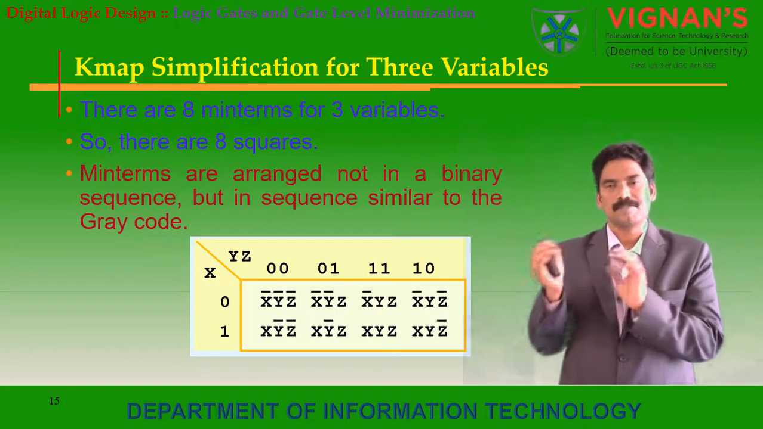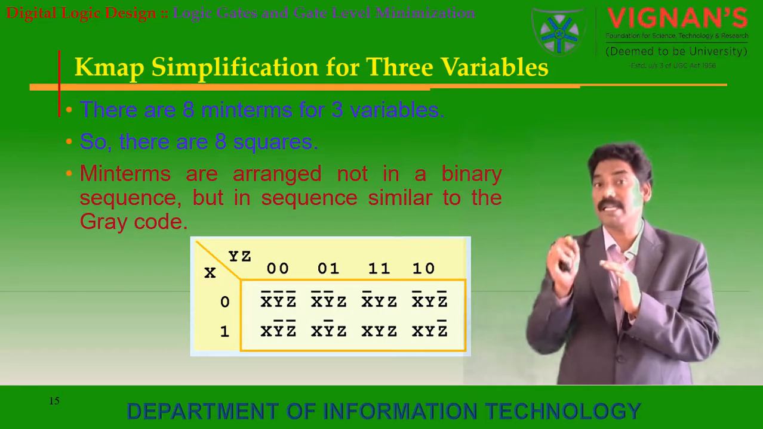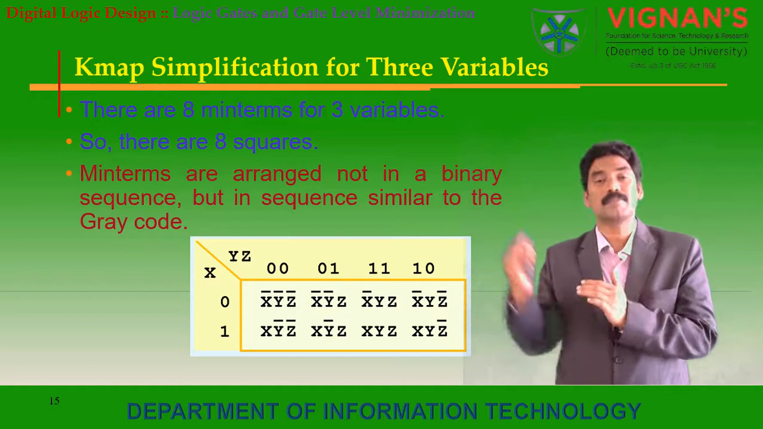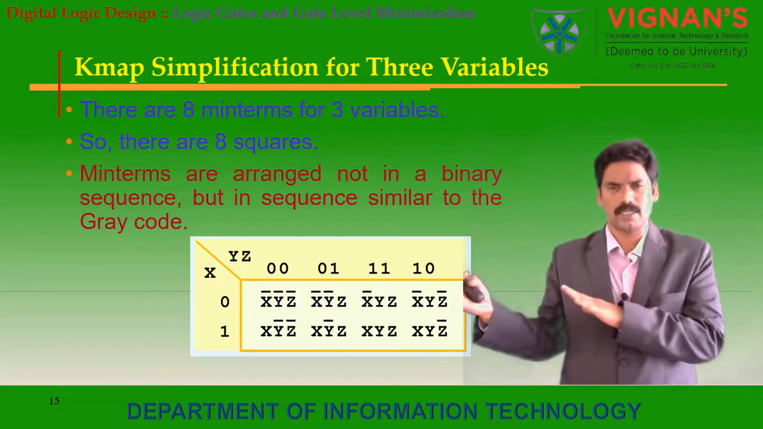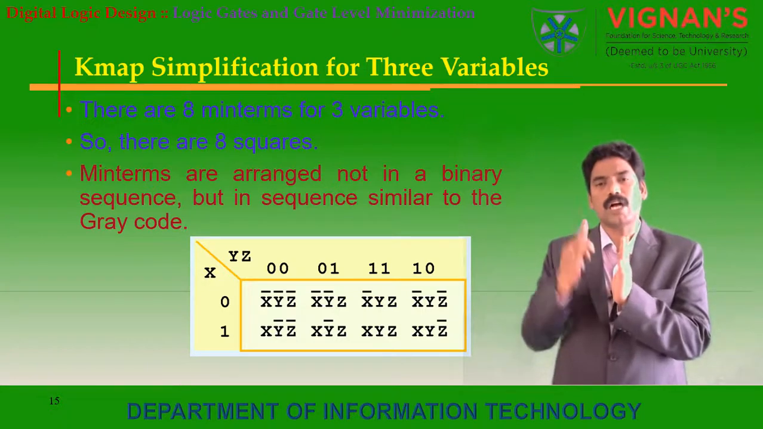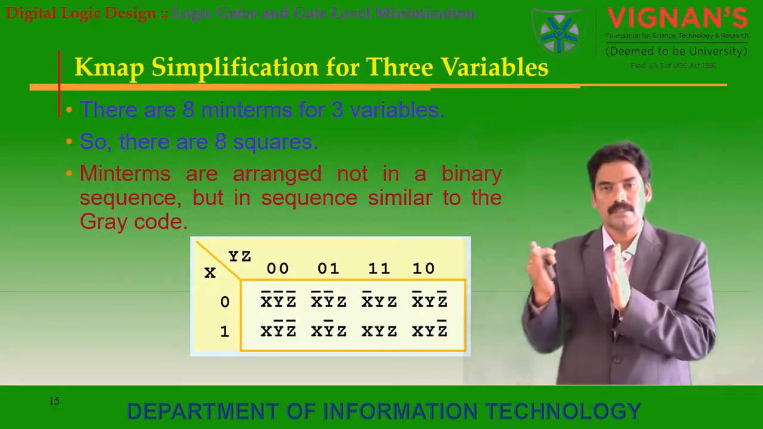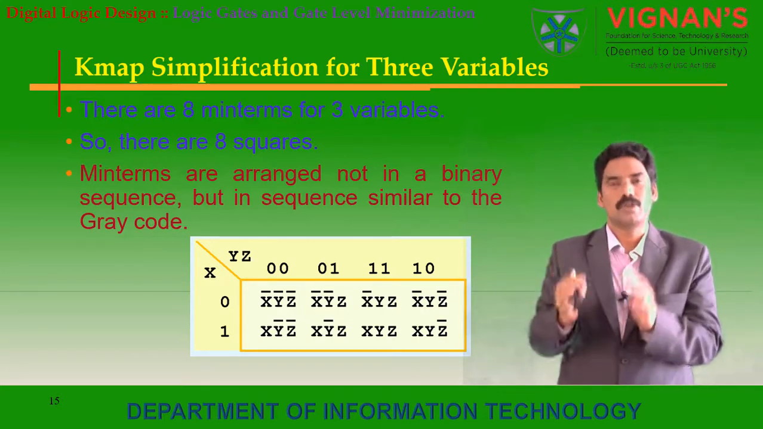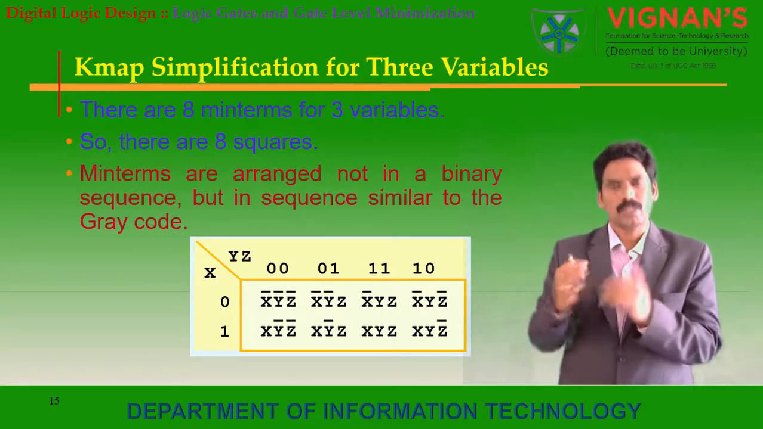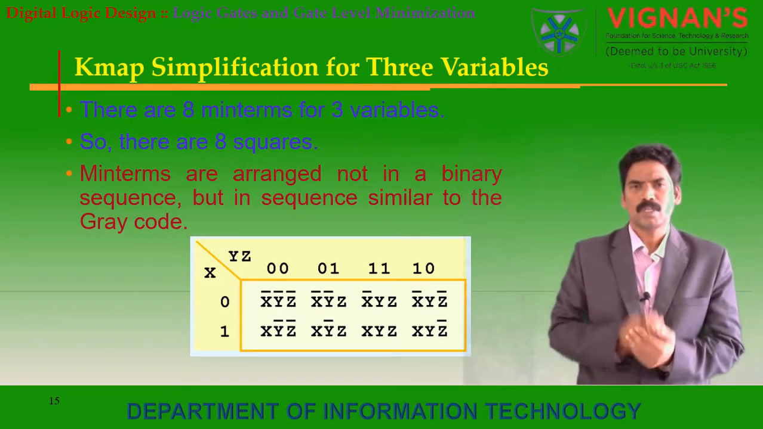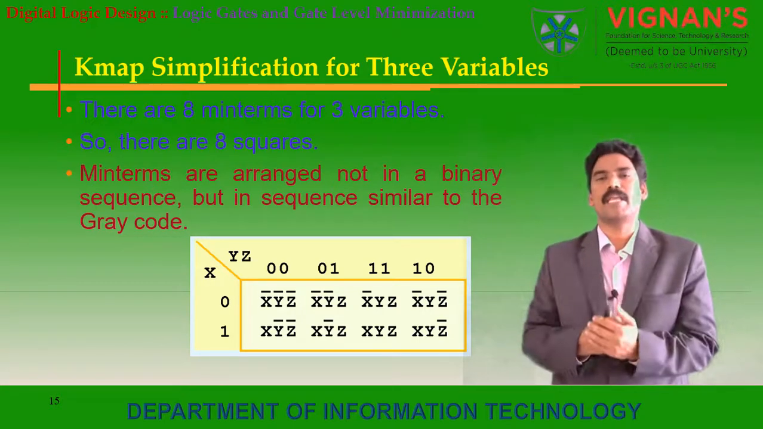So these minterms are arranged not in a binary sequence, but the sequence is similar to gray code. This is gray code only. Why are we considering 0 1 then 1 1? There should be a change in only one bit. That's why we have considered this one. So that is the rule of K-map only.